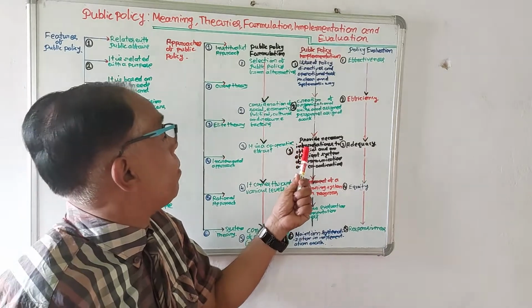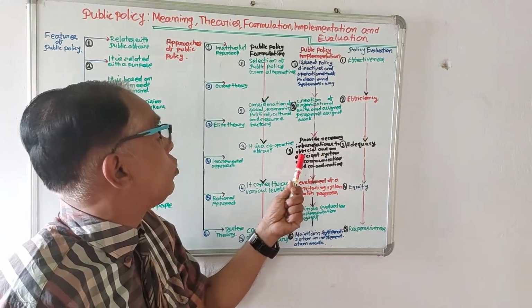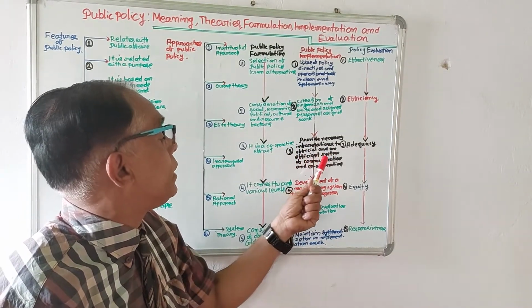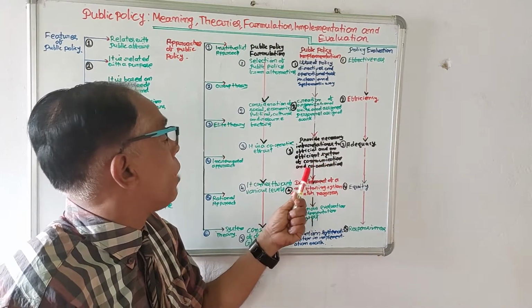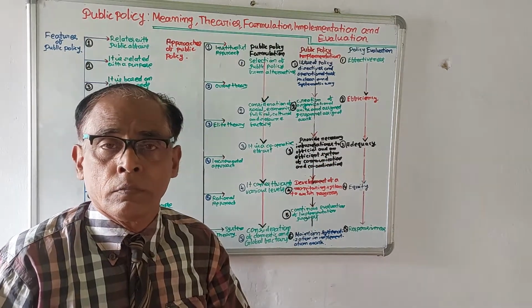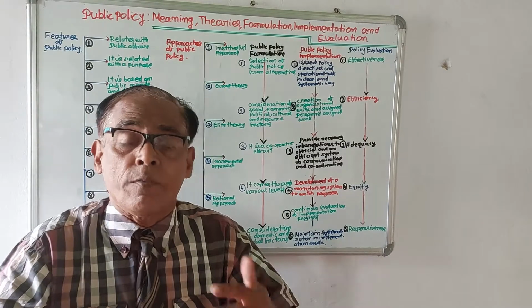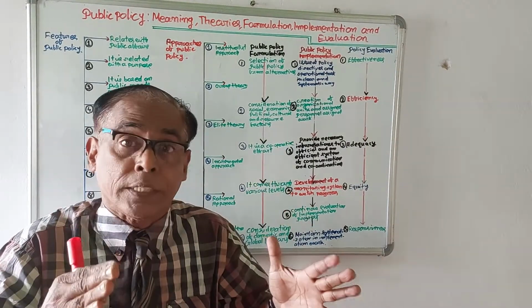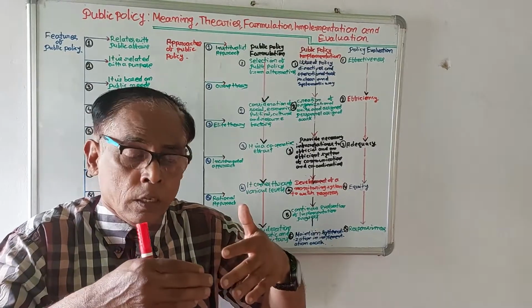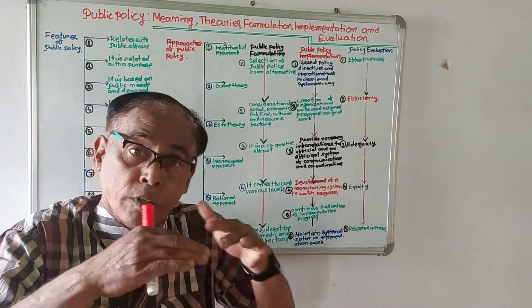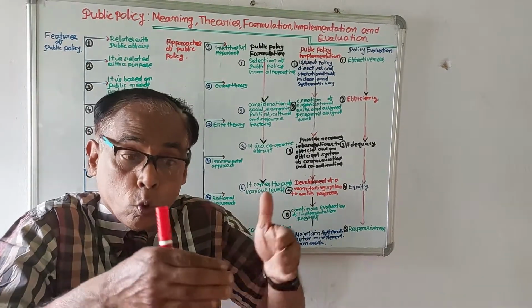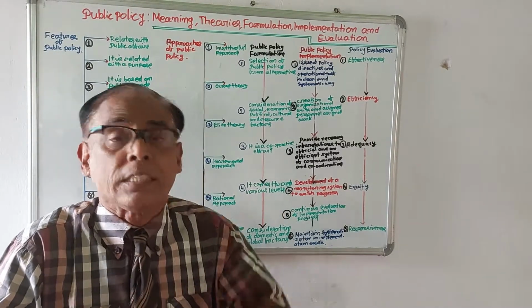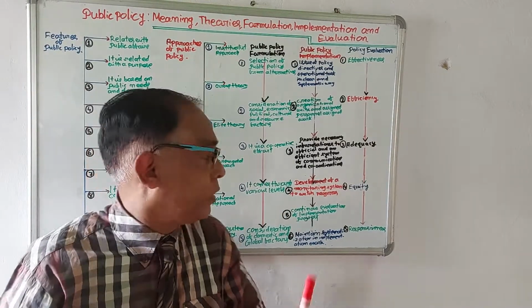Number 3, provide necessary information to officials and an efficient system of communication and coordination. Those who are involved in the implementation of public policy must be given sufficient information, and there must be a good communication system among them and good coordination among them. It is another aspect of implementation of public policy.